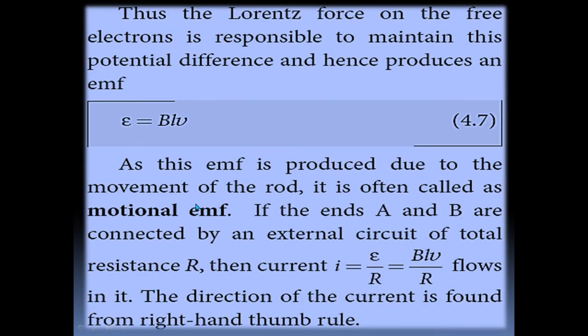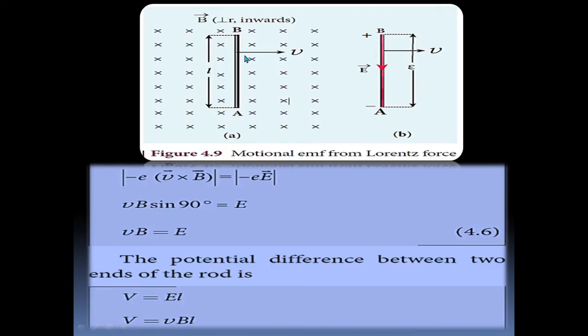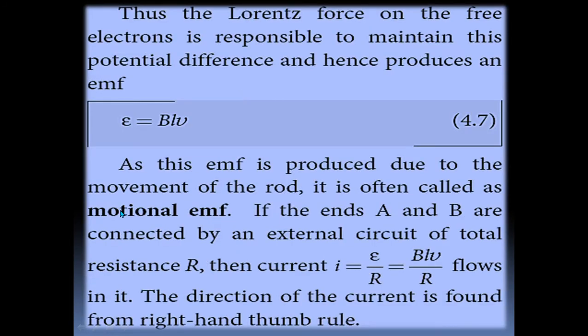The EMF is produced by the motion of the rod in the uniform magnetic field. That is why this EMF is called motional EMF. If the ends A and B are connected by an external circuit of total resistance R, then the current, according to Ohm's law, is I is equal to V by R. Here V represents epsilon, so epsilon divided by R.